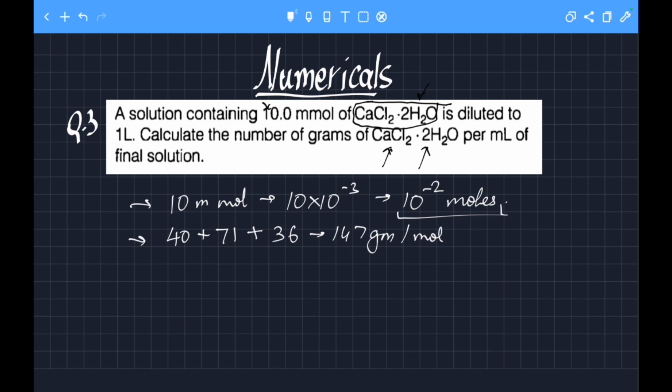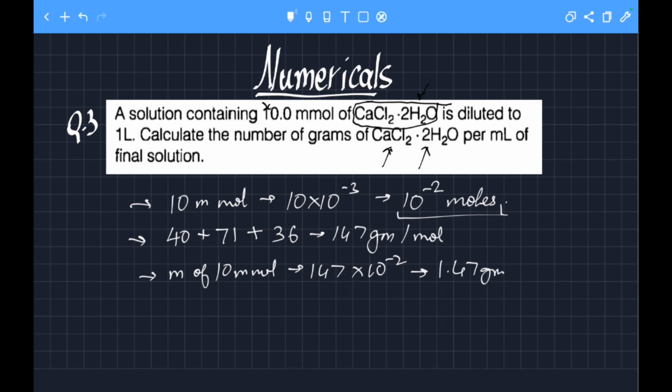Now the first thing we should find out is number of grams. ये 10 millimoles का mass कितना है? That is something we should figure out. So mass of 10 mmol will be 147 into 10 raised to minus 2. तो ये हो गया 1.47 grams. Correct?